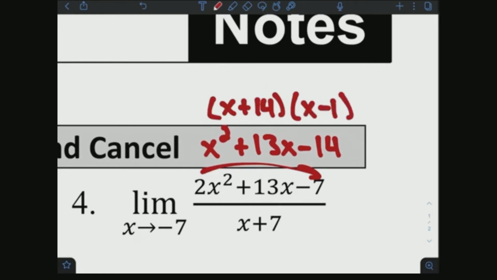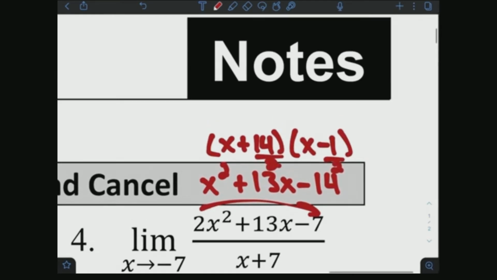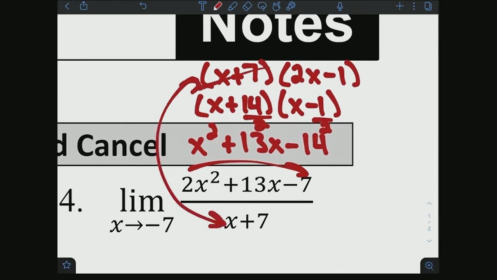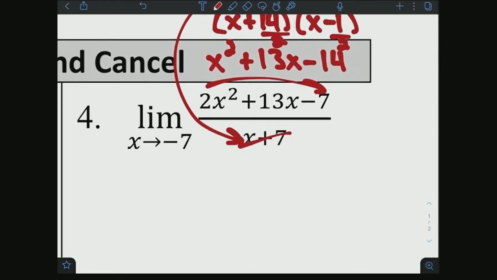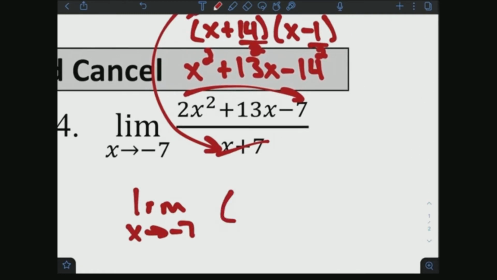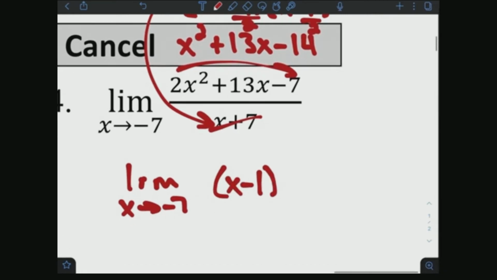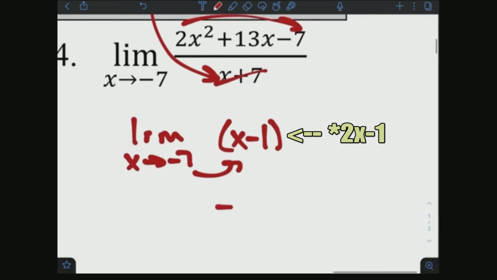You get x plus 14, and then x minus 1. Don't forget to divide your 2's. And then you get x plus 7 at the top, and then 2x minus 1. Now, these x plus 7's can cancel out, and what ends up happening is you get the limit of x minus 1. And then you just plug that in, and then you get -15.